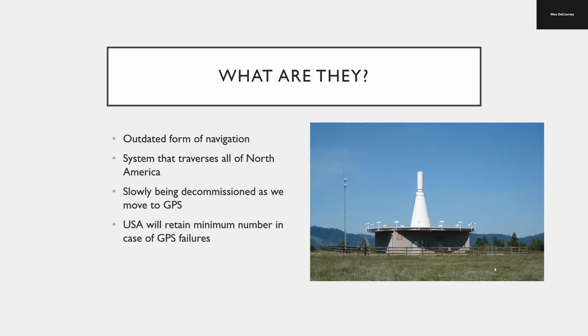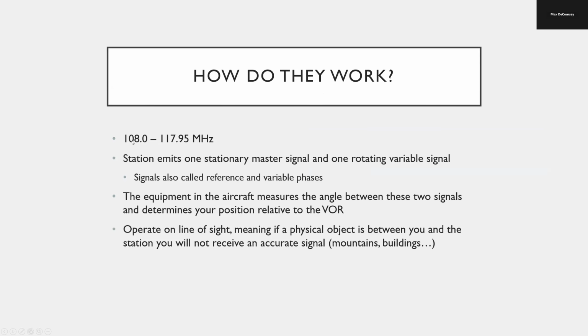This is a picture of a VOR. So if you ever see something like this in the middle of a field, that's what it is. How do they work? So VOR frequencies are between 108 and 117.95. You don't need to know this for the written. You don't need to know this for your test. It's just good information to know. The station emits one stationary master signal and one rotating variable signal. The signals are also called reference and variable phases. And the aircraft equipment measures the angle between the two signals and determines your position relative to the VOR.